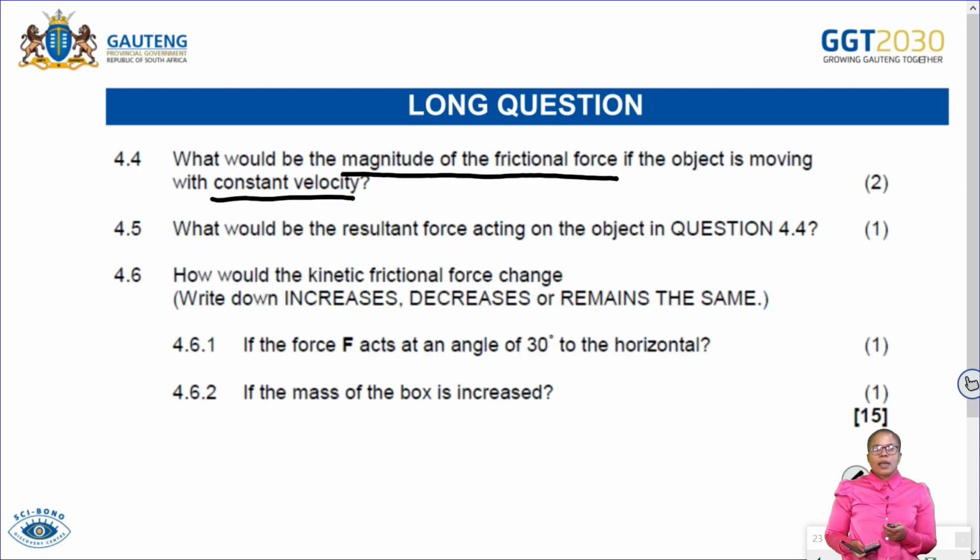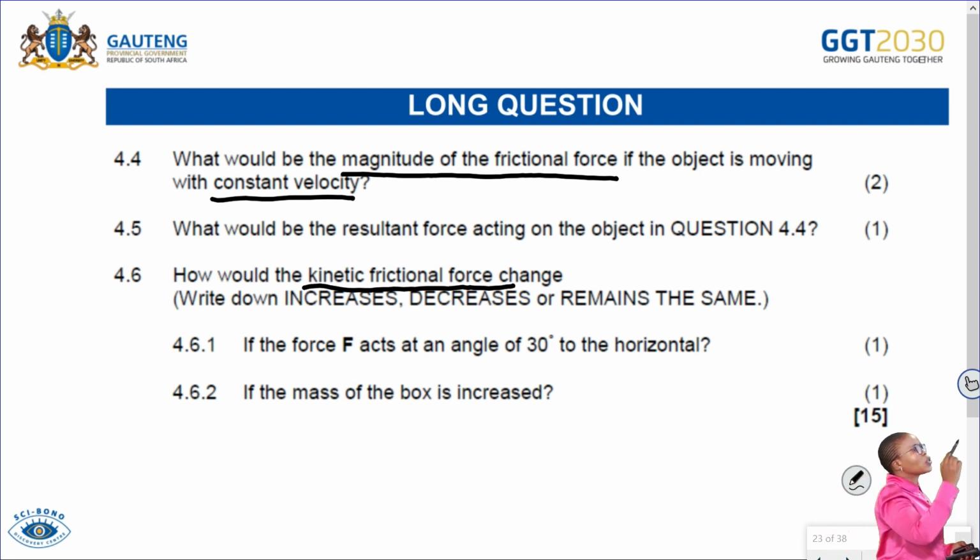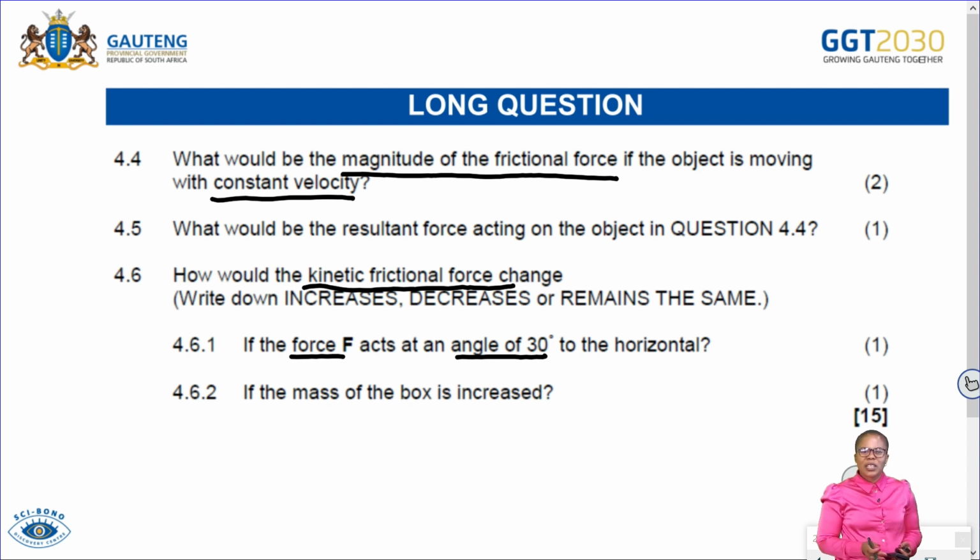The next question, 4.6: how will the kinetic frictional force change? Okay, our main focus is on kinetic friction and how it will change, whether it will increase, whether it will decrease, or whether it will remain the same. So we are focusing on frictional force. If now the force F, which is the applied force, acts at an angle of 30 degrees, how will that change?